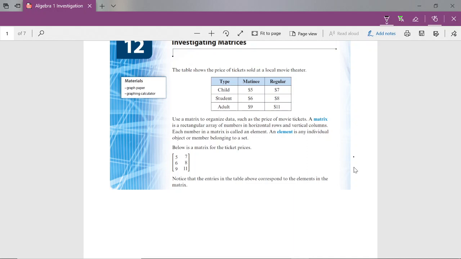So you can see how each of these numbers is really in the same spot from the table to the matrix. You can see for the child we have 5 and 7 up here. Well, then our first row is 5 and 7. 6 and 8 refers to the student, 9 and 11 refers to the adult. And we can see all of these in their correct columns as well, showing that this first column is for the matinee prices and the second column is for the regular prices.